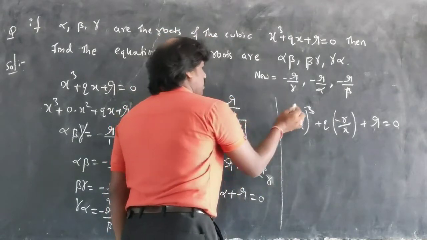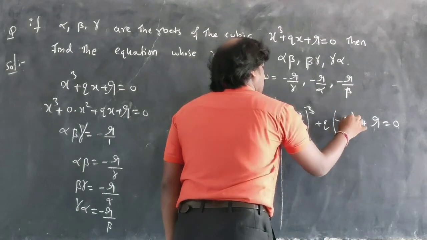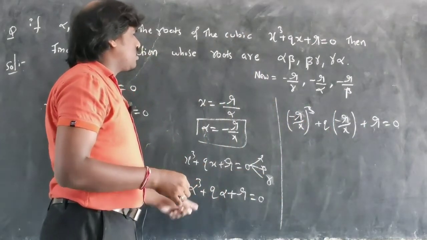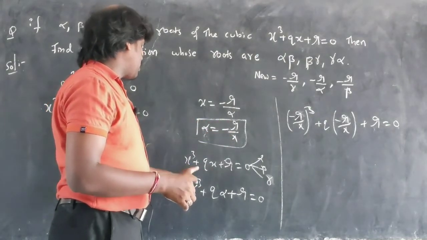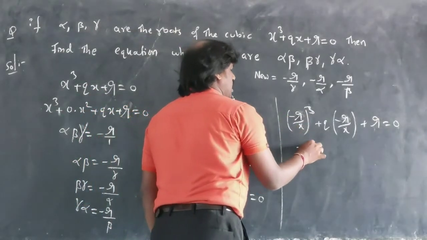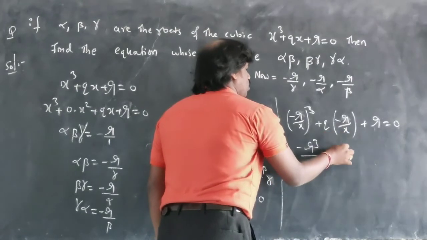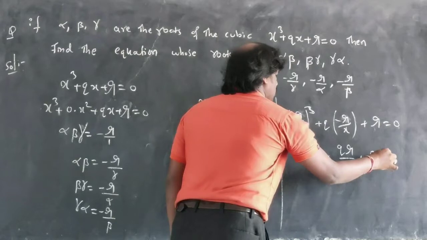Here this is r by x. So r you write like this, and you can write r is like this, otherwise it will be confusion to all, right? So you can write alpha is equal to minus r by x. We are substituting in this. Now if you simplify this one, I get minus r cube divided by x cube minus qr divided by x plus r is equal to 0.